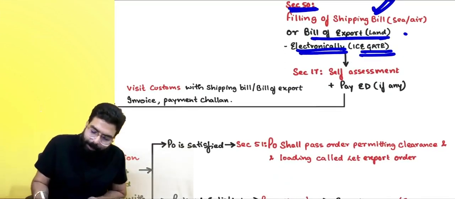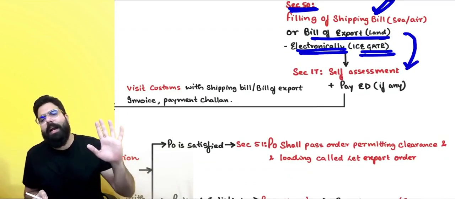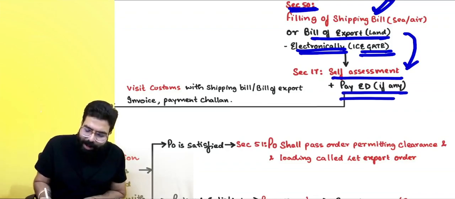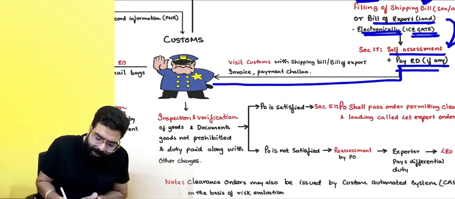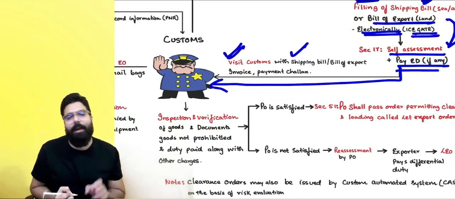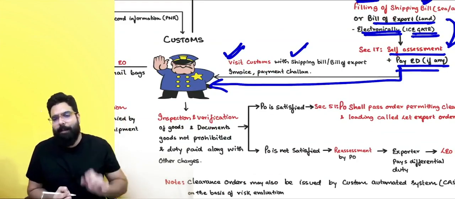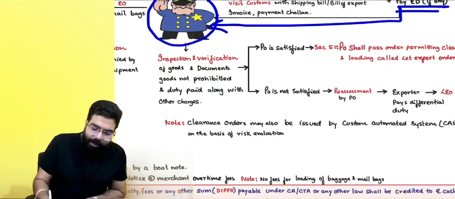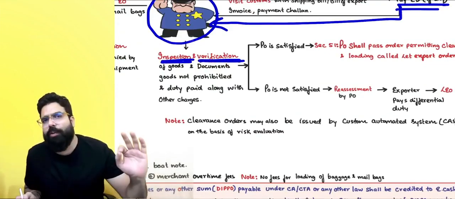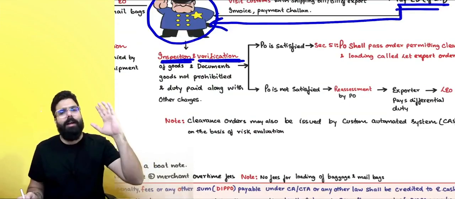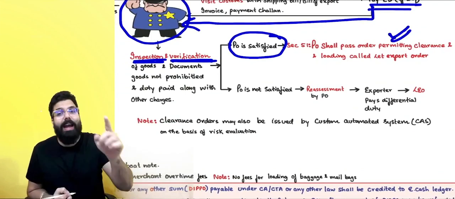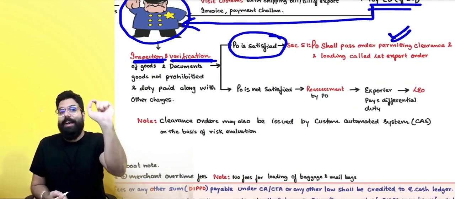Once the shipping bill or bill of export is filed, along with that, if any duty is there, the exporter will have to self-assess the duty and pay the export duty. After payment of the export duty, he will visit the customs along with the shipping bill, bill of export, invoice and the payment challan. The customs officer will do the inspection of the goods and verification of the document. Now, if the goods are not prohibited and you have paid all the duty and other charges, and he is satisfied, then he will give you a clearance order, and that is also known as a let export order.